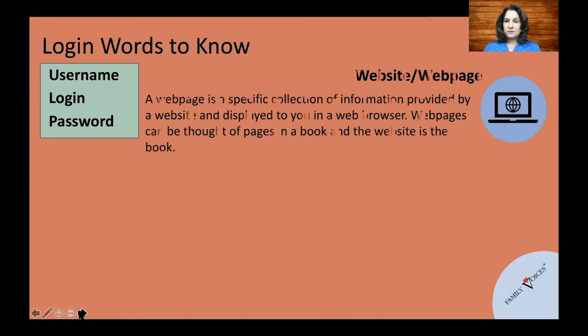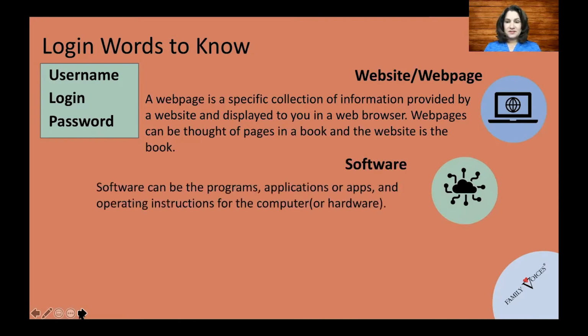Some other words that we've talked about are websites and web pages. A web page is just a specific collection of information provided by a website. Web pages can be thought of as pages in the book, and the website can be thought of as the book containing all those different pages. These are not a physical book, they are located electronically online. Software is another word that we've talked about before, and as we've said before, they can be the programs, applications, or apps for short, and operating instructions for the computer.